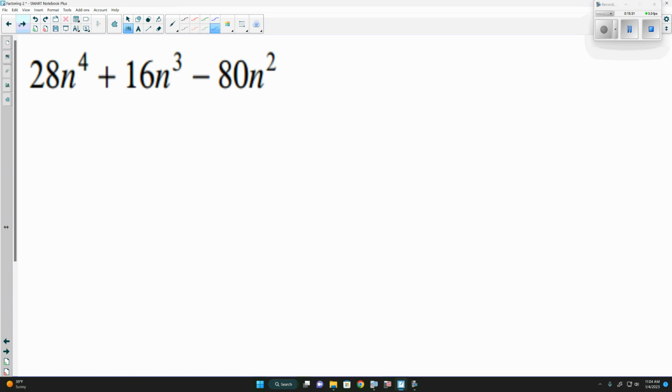Let's look at this one here: 28n to the fourth plus 16n to the third minus 80n squared. So this is something we haven't seen so far. But let's start off with our first main step. Is there a greatest common factor between these three terms?